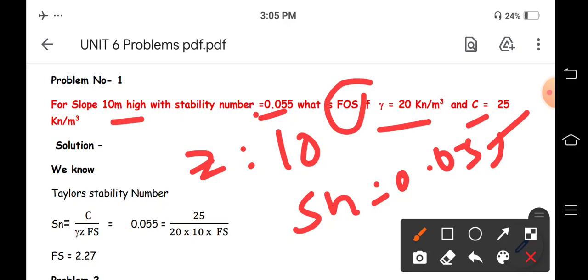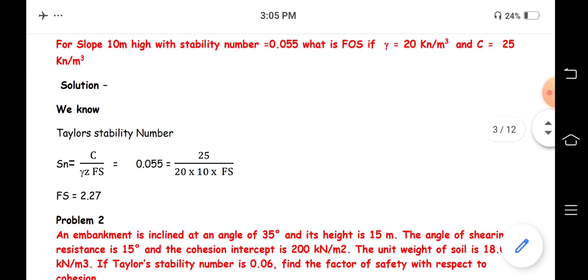As we know the formula for the Taylor stability number, Sn equals C upon gamma Z into Fs. The value of Sn is 0.055, the value of C is 25, gamma is 20, Z is 10 and Fs is to be calculated. So the value of Fs is 2.27.